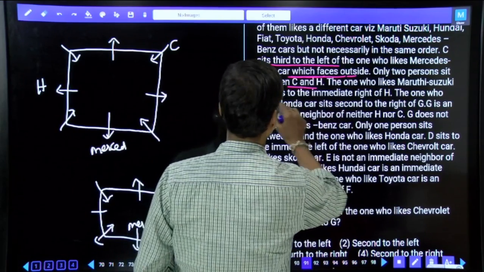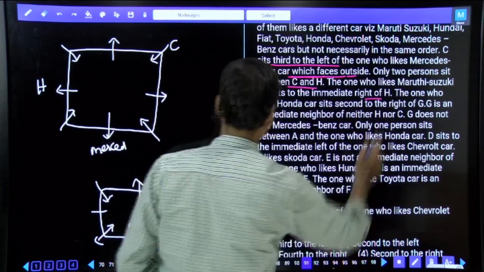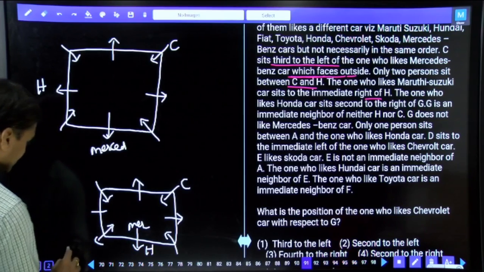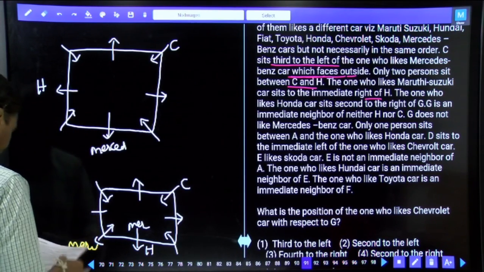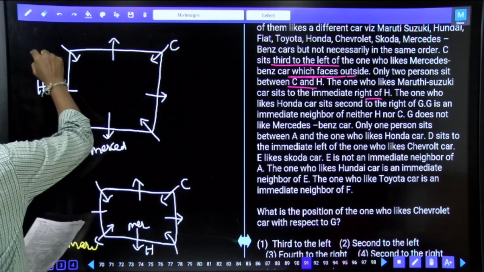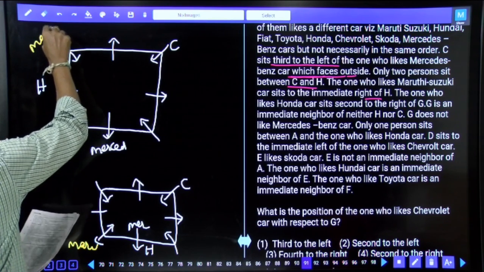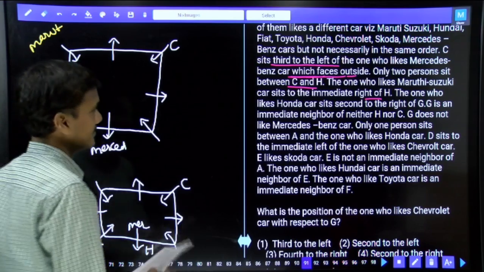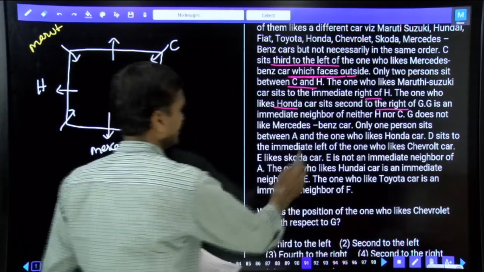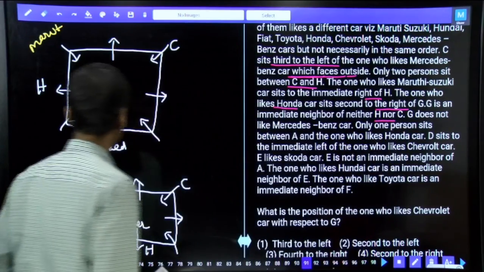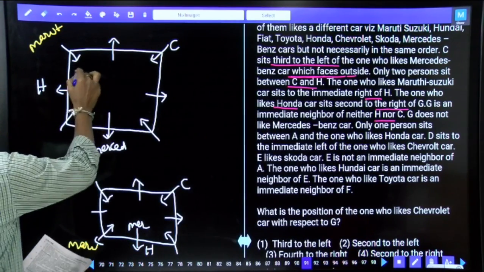The one who likes Maruti Suzuki sits to the immediate right of H. Immediate right hand side of H is Maruti. And the one who likes Honda car sits second to the right of G. G is an immediate neighbor of neither H nor C. G is neither an immediate neighbor of H nor C.